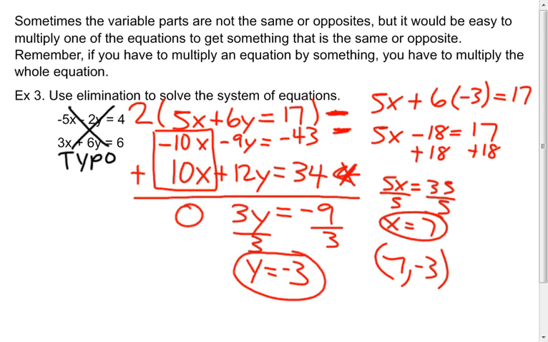So you were looking for something that you could multiply one of the equations by that gave you something that's either the same or opposite. And it's easy to multiply my 5 by 2 in order to get 10. Then I had two things that were opposites.